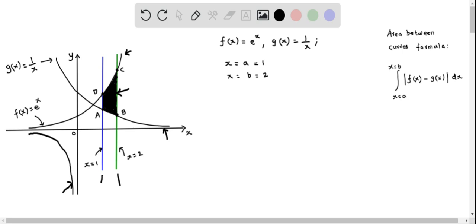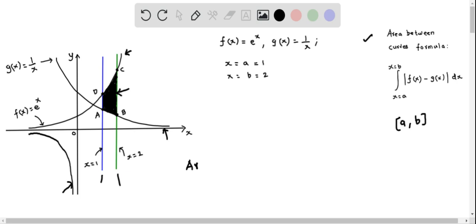of this region. To determine its area, we use the area between the curves formula, which says that if we have two functions f of x and g of x defined in the interval a comma b, the area bounded by these two curves and the lines is given by the integral with lower limit x equal to a and upper limit x equal to b, of the absolute value of f of x minus g of x dx. So let's use this formula to determine this enclosed region.